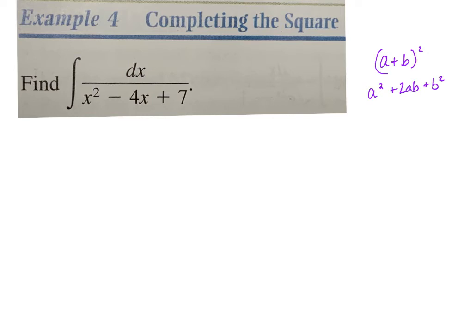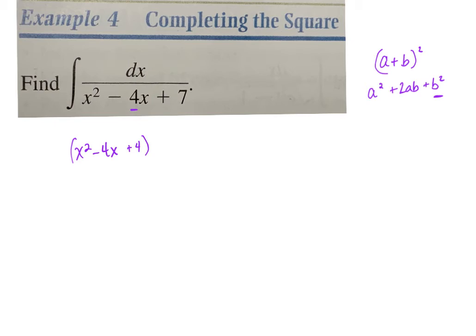And so when you have something like this, you're going to take that center number, the 4, and you're going to cut it in half, 2. And then you're going to square it. And that's going to be this third number here that you need. So we're going to say, I'm going to rewrite this guy on the bottom as x squared minus 4x. Cut that 4 in half and square it. So plus 4. This is a perfect square trinomial. I can write that as x minus 2 quantity squared.